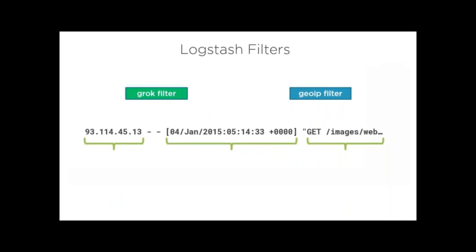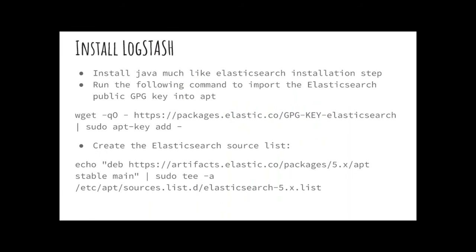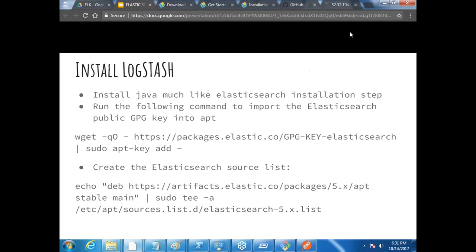Fine. Okay, I'll be coming to these grok filters, GeoIP filters, and all of that. That is how we use it. I'm interested in installing it first, and how to use it later is a secondary story. Even here, Logstash is a Java application, so we need Java to be installed in the same way, and I would be using the same Ubuntu 16 server. So let me launch one more Ubuntu server.